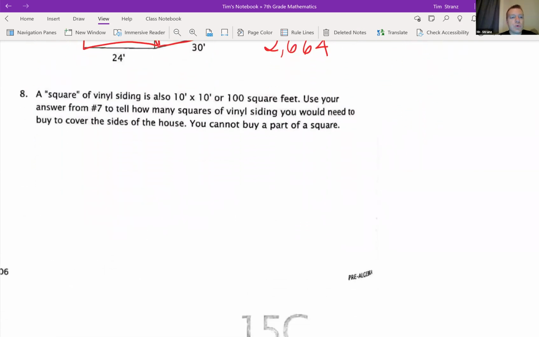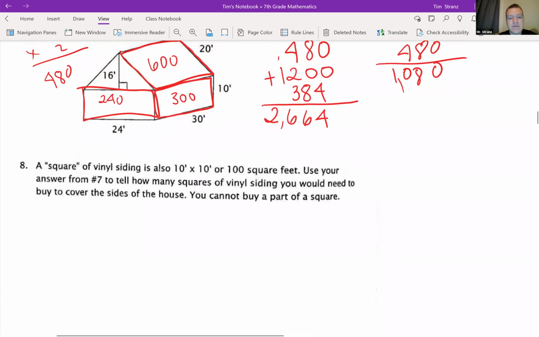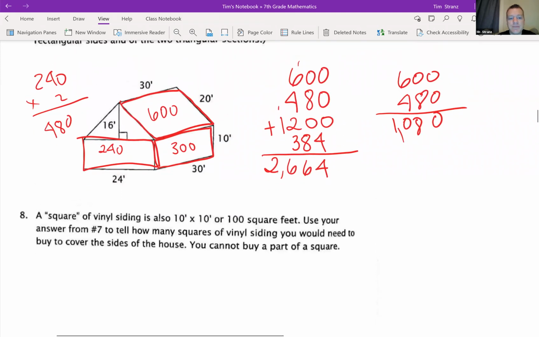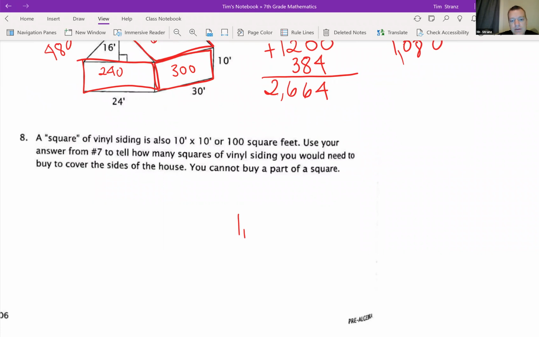Number 8, a square of vinyl siding is also 10 by 10 feet or 100 square feet. Using your answer from number 7 to tell how many squares of siding you would need to buy to cover the sides of the house. Okay, so again, the sides were just 1080. You can divide that by 100 square feet, which means you need 108 pieces. So you would need 108 pieces.